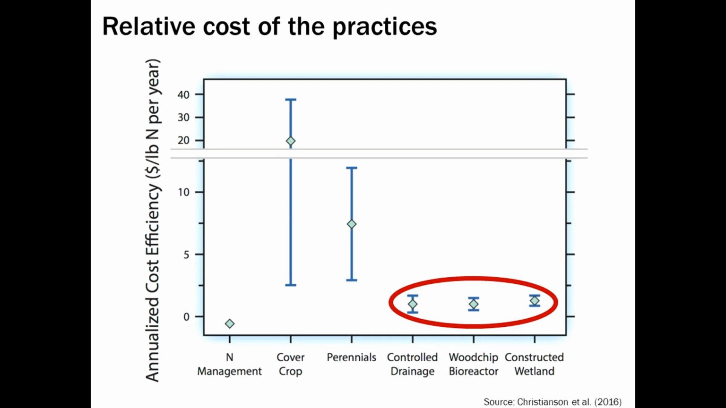And so again, edge of field practices are some of the cheapest in terms of dollars per pound of nitrogen removed. When we get into cover crops and perennials, they're a little more expensive in terms of nitrogen reduction, but we also have to take into account there are other factors that go into a cover crop or perennial decision beyond just nitrogen removal. There are a lot of reasons those make sense in many situations when we take into account all those other benefits, but strictly looking at nitrogen, edge of field has a cost benefit there.